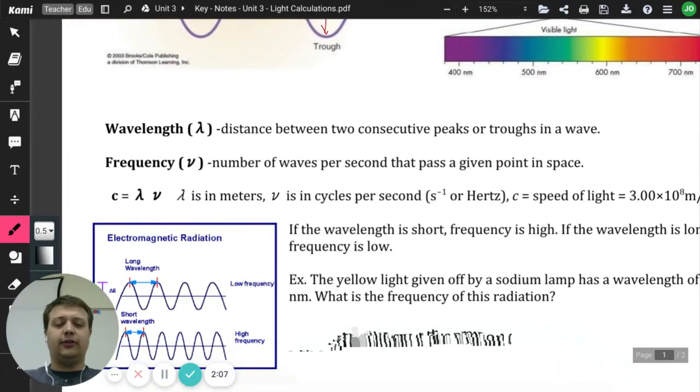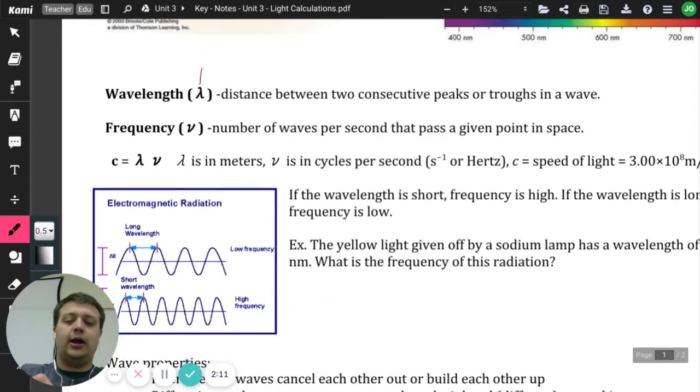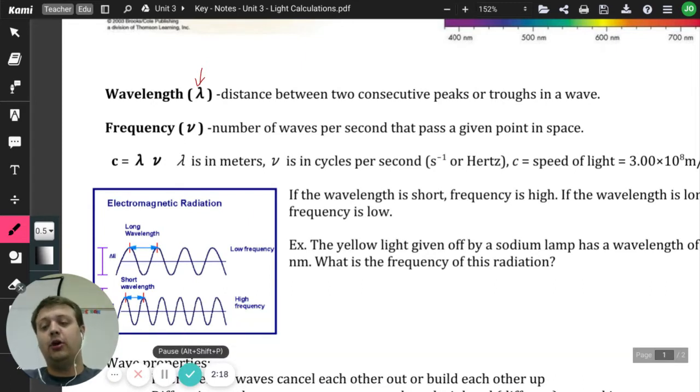So let's look at this. Now, if we're talking about wavelength, the symbol that we use is right here. It is lambda. Now, the wavelength is, again, the distance between two consecutive peaks or two consecutive troughs in a wave. So either way, you could look at the peaks or the troughs, it should be the same, but it's the distance between two consecutive ones. All right. Then we've got frequency. Frequency uses nu for its symbol, and it's the number of waves per second that are going to pass a given point in space.